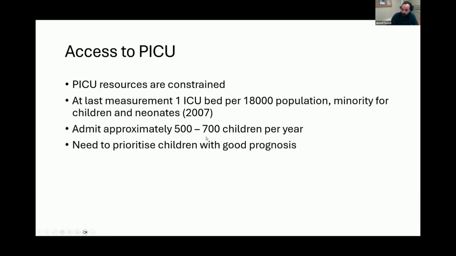Within the system, the other thing to take note of is that while we're talking in this presentation about critical care provision of nutritional care, access to ICU remains very limited in South Africa. The last availability survey in 2007 found approximately one ICU bed per 18,000 population in South Africa, and the minority of these beds are available to children. I suspect that this ratio is probably worse now than it was in 2007 in the Free State. So we admit about 500 to 700 children to our PICU per year, but there really is a need to prioritize, given our constraints, children who have a relatively good prognosis with the provision of critical care.